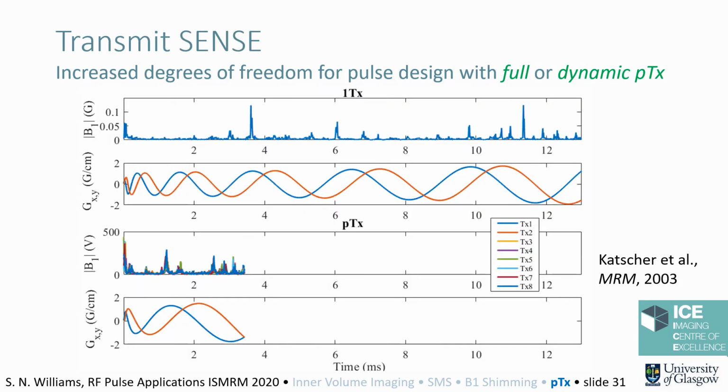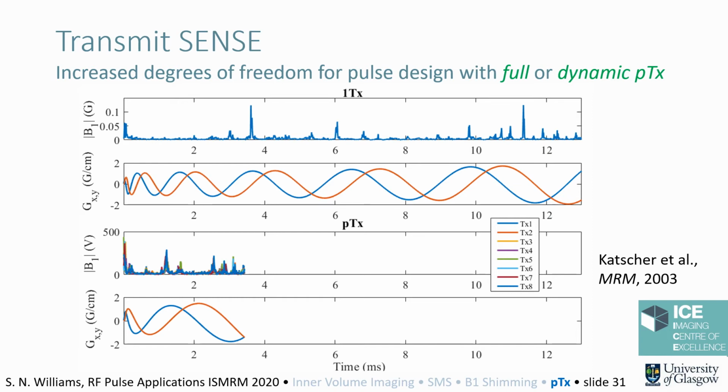As I also mentioned, pTx can be used as a means of pulse acceleration. This was described by Ulrich Katscher et al. as transmit SENSE, in which the analogy was made to SENSE parallel imaging methods, but in this case, excitation k-space is undersampled. In this example, we compare single transmit in the top 2 rows to parallel transmit with 8 transmit channels in the bottom 2 rows.